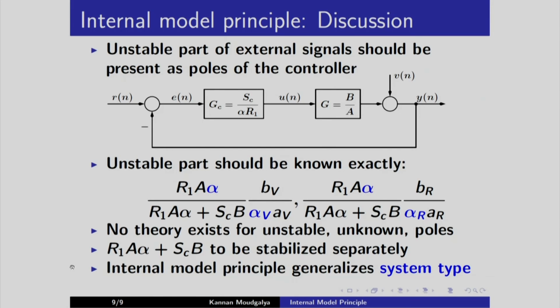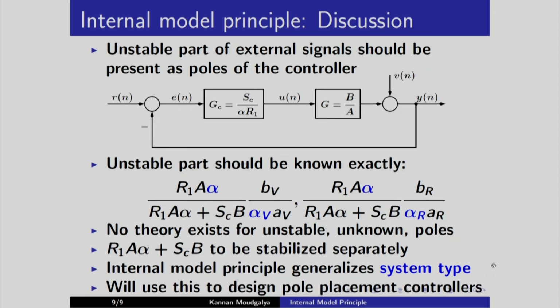Internal model principle generalizes the system type. For example, when we say that the unstable portion here, let us say step signal that comes through here, will require a Z minus 1 here, so that it can be cancelled. So these are the ideas one sees in the topic system type. So one can say that the internal model principle generalizes the system type. We will use this concept when we design pole placement controllers.